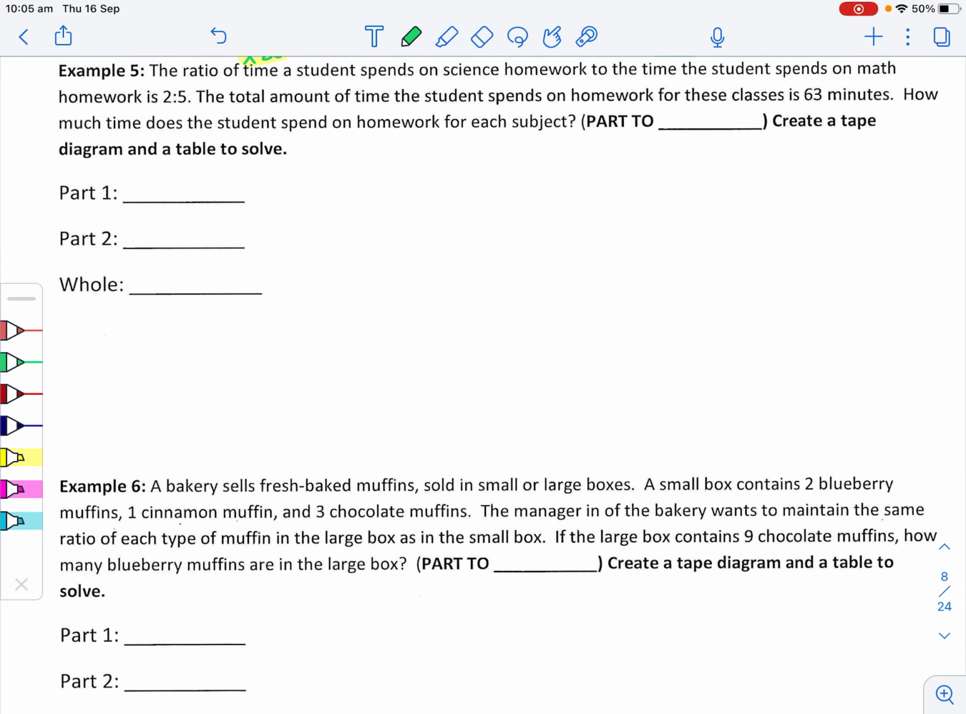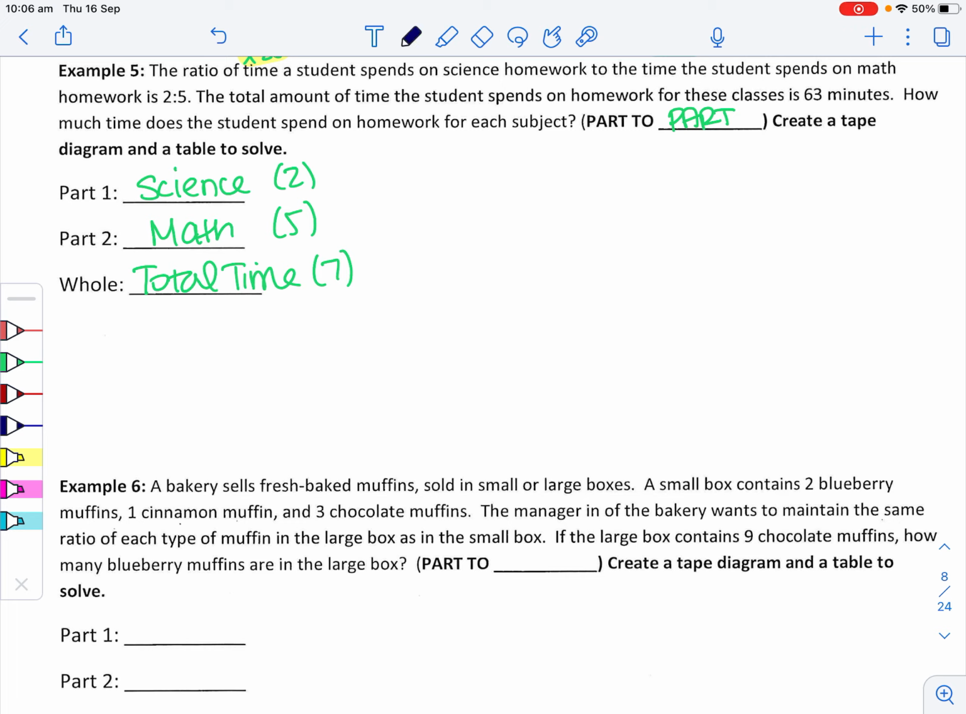Example 5 says the ratio of time a student spends on science homework to the time they spend on math homework is 2 to 5. This is a part-to-part relationship. So time spent on science, time spent on math. I want to list it in the right order. My apologies. Science is first. Math is second. And then I've got total time. Science is 2, math is 5, so my total time is going to be 7.